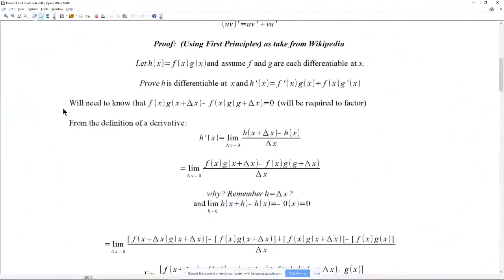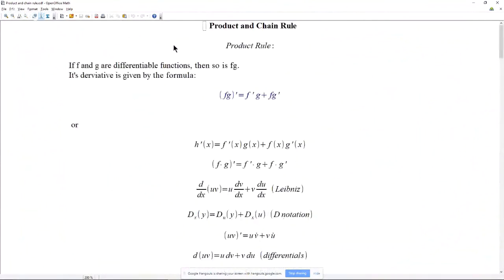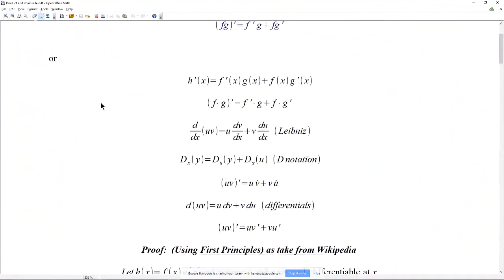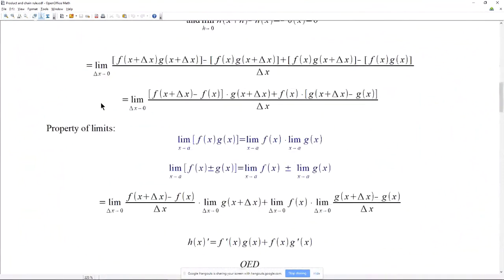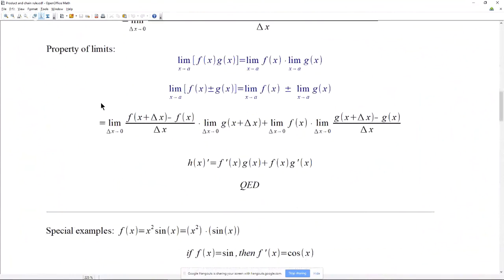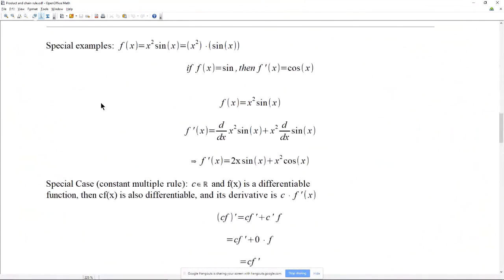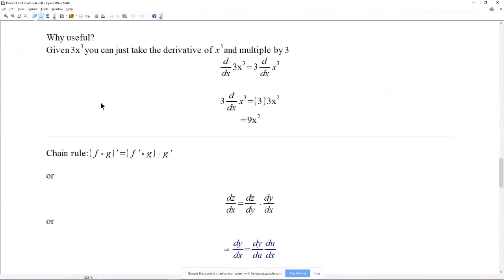Okay. So the other day we went over the product rule, right? So we went all the way down here. We learned all this stuff here. Explained to you how we derived the product rule from first principles, right? So now we're going to be talking about what's called the chain rule.